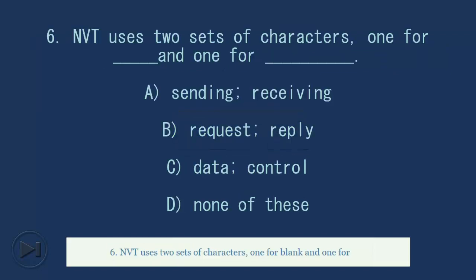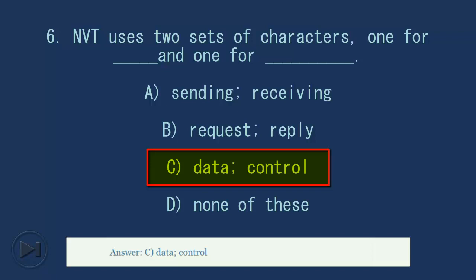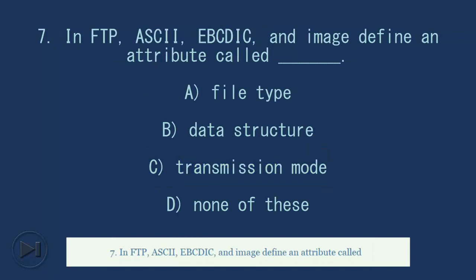Envelope. 6. NVT uses two sets of characters, one for blank and one for blank. A. Sending, receiving. B. Request, reply. C. Data, control. D. None of these. Answer, C. Data, control. 7. In FTP, ASCII, EBCDIC, and image define an attribute called blank. A. File type. B. Data structure. C. Transmission mode. D. None of these. Answer, A. File type.